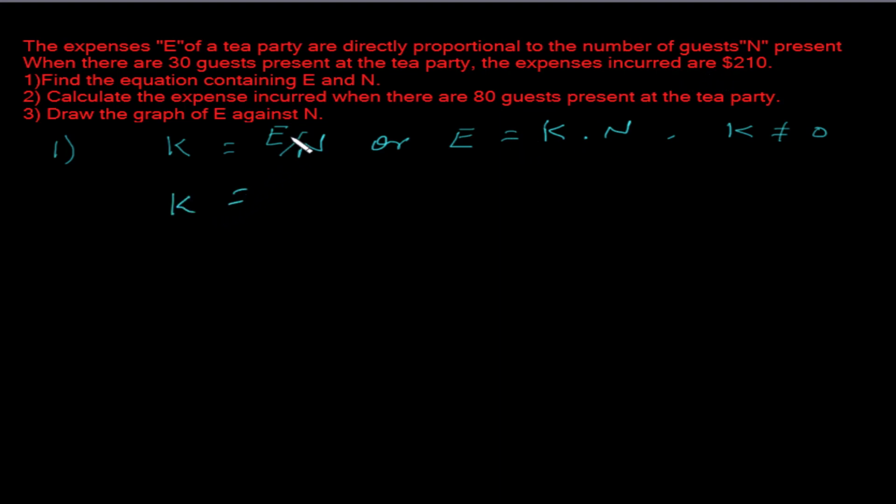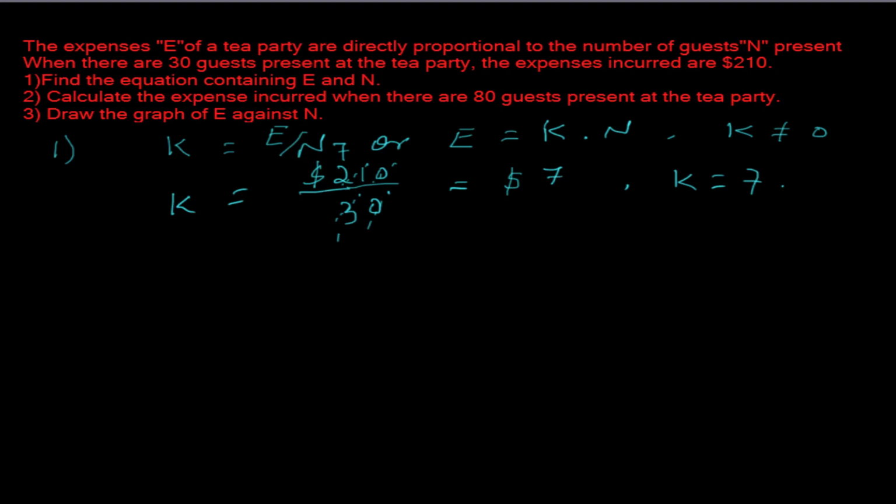So K will be equal to, for E, I will put $210, and for N, the number of guests, that is 30. So I will get, this 0 will cancel with this 0, and now I have 21 by 3. So using 3 ones are 3 and 3 sevens are 21, I will get $7. Okay, so the constant of proportionality K is equal to 7.